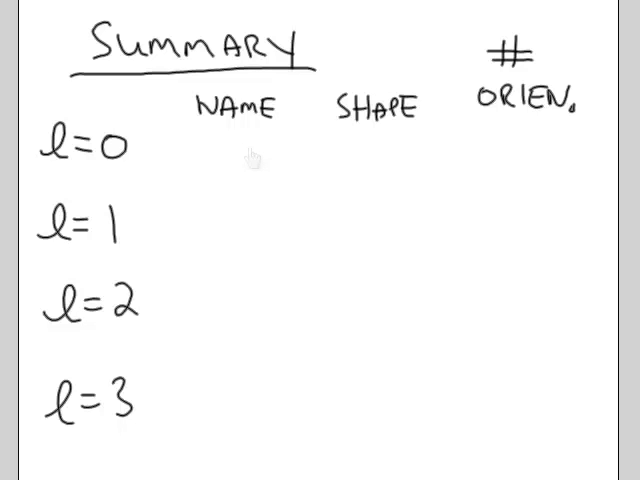So this is a very important concept, so I wanted to give this summary of the L values, the orbitals, what the orbitals are called, what shape they are, and how many orientations for each type of orbital. So the first column, the name. When L is 0, we call that an s orbital. If L is 1, that's a p orbital. L is 2 is a d orbital, and L is 3 would be an f orbital.